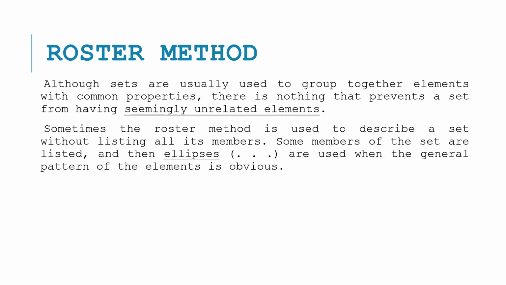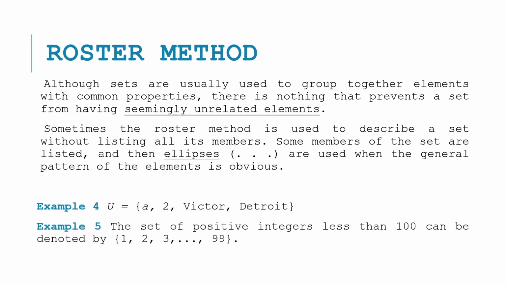Although sets are usually used to group together elements with common properties, there is nothing that prevents a set from having seemingly unrelated elements. Sometimes the roster method is used to describe a set without listing all of its members. Some members of the set are listed, and then ellipses, three dots, are used when the general pattern of the elements is obvious. So for these two paragraphs here, we have these examples 4 and 5.